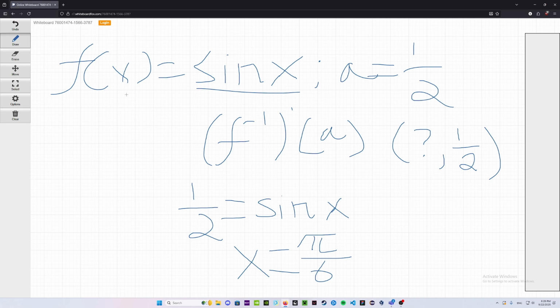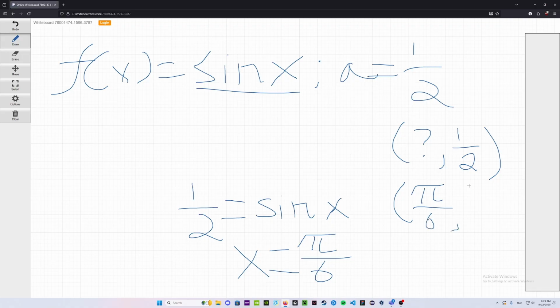Now, all right, here. Let me get the eraser. Let's erase all of this. We don't need this till later. So now we know the x value. So we have pi over 6 and 1/2. Right? So now we want to find the derivative of this.